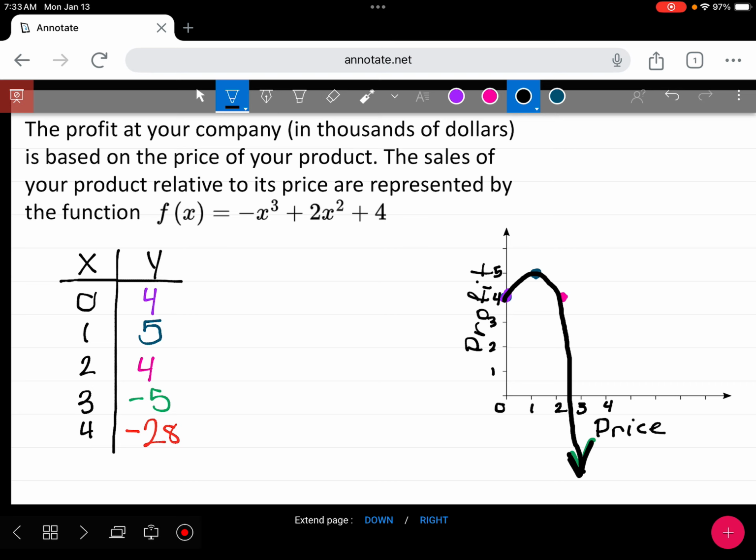Okay. So, what should we price our product at if we want to get the most profit of anything that we had in our options here? Where should we look for our highest profit?